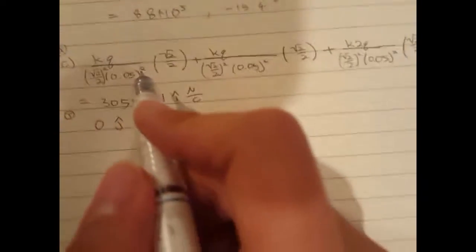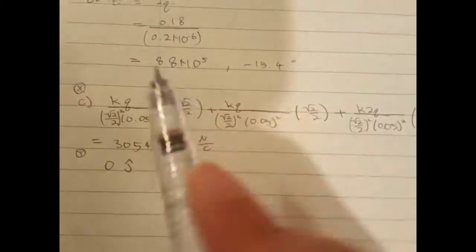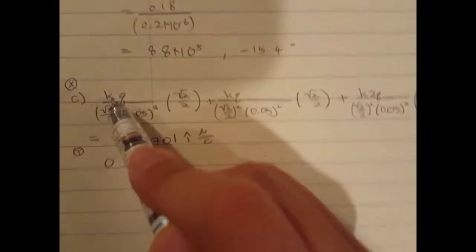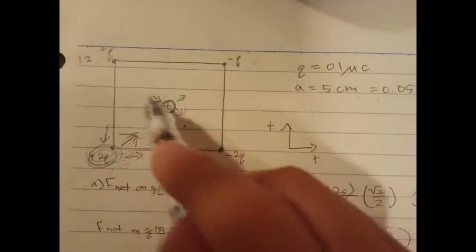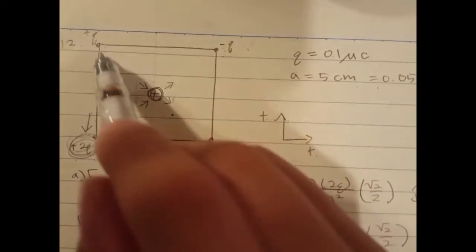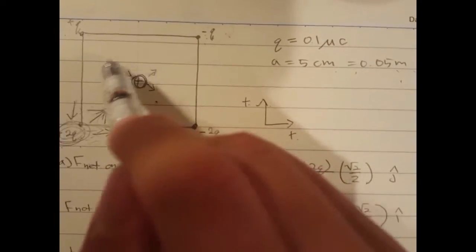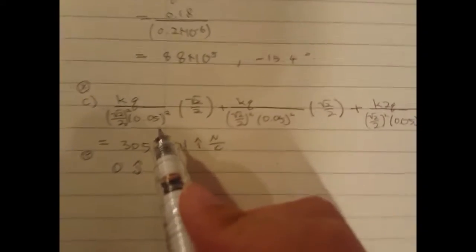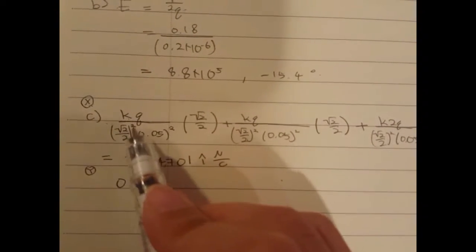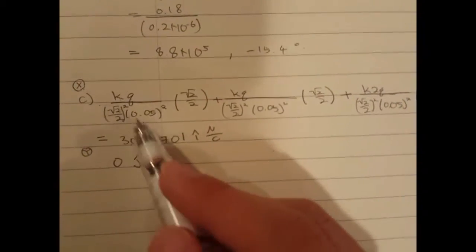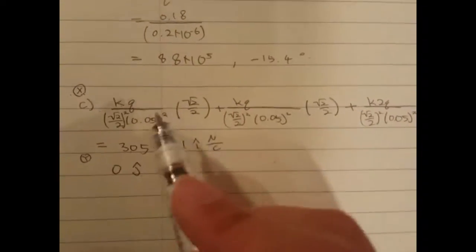The electric field equation is going to be k times the charge over the distance squared. So we start out by doing k times q. We're going to do this field over here: k times q over the distance, which is square root of 2 over 2 times 0.05, everything squared. So you get this. Square root of 2 over 2 times 0.05, because that's the distance between the two particles, times root 2 over 2 because we're doing the x component.